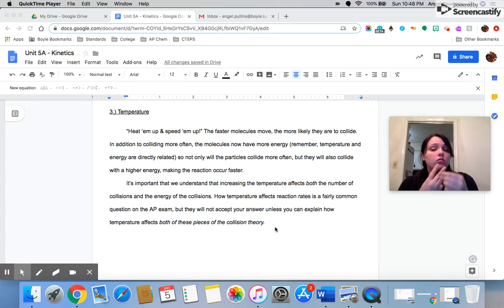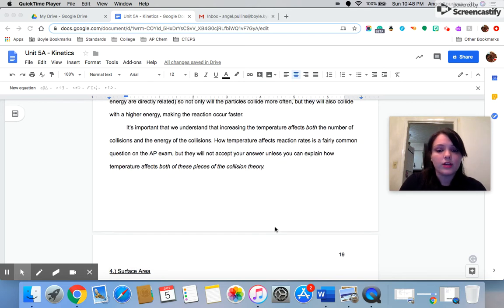Recall that the third requirement is that molecules have to collide at the right energy, called the activation energy. So if your molecules have more energy, they're more likely to collide with that extra energy, and they're more likely to meet your activation energy. Okay, so increasing your temperature is going to increase your number of collisions and increase the energy at which they collide. Obviously, decreasing your temperature would do the opposite, right?